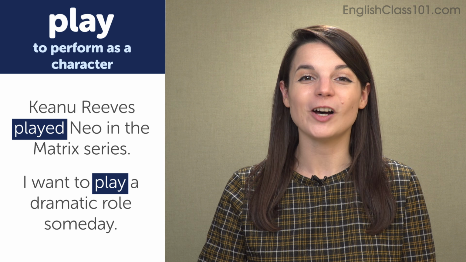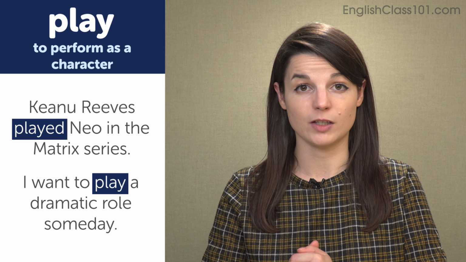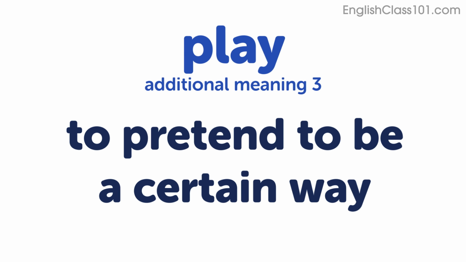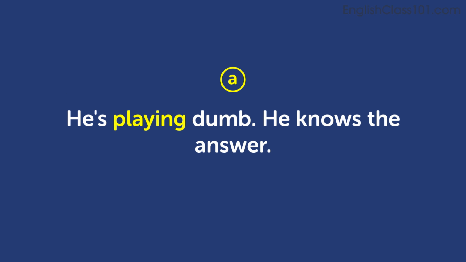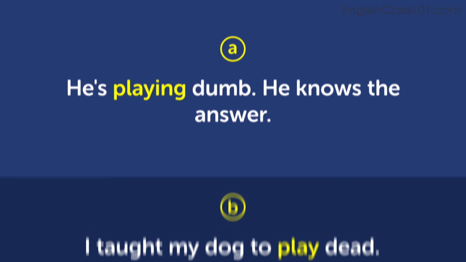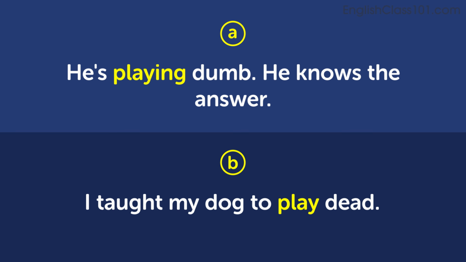Okay, let's move on to the third additional meaning for this verb. It is to pretend to be a certain way or to pretend to exhibit a certain behavior. A key here is pretending. Examples. He's playing dumb. He knows the answer. I taught my dog to play dead.